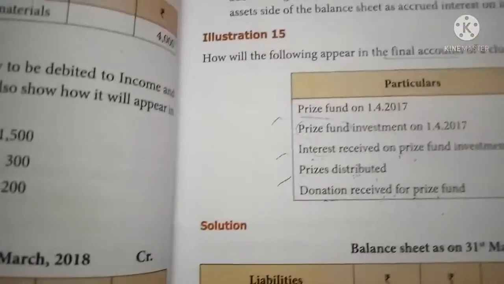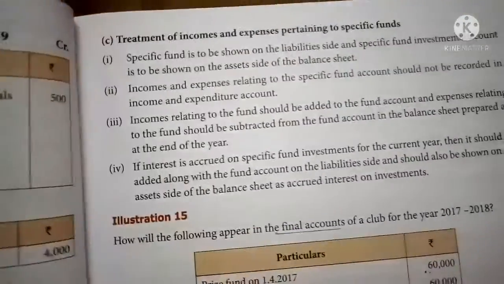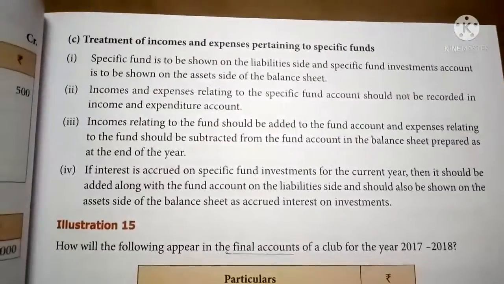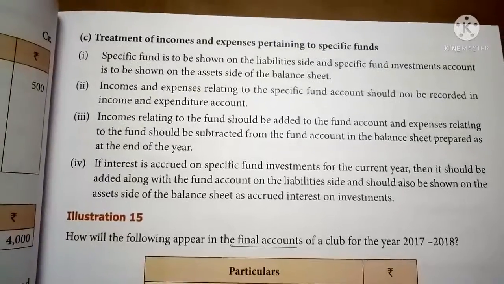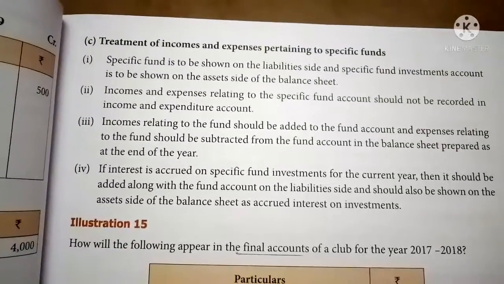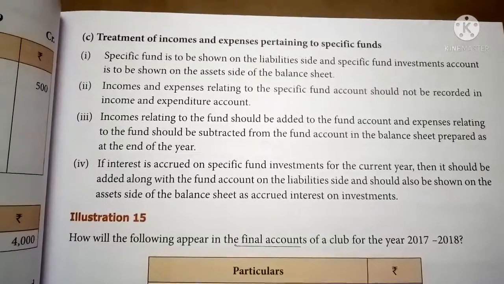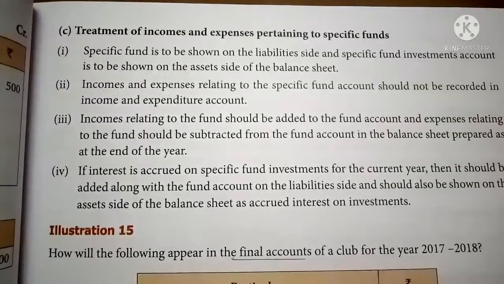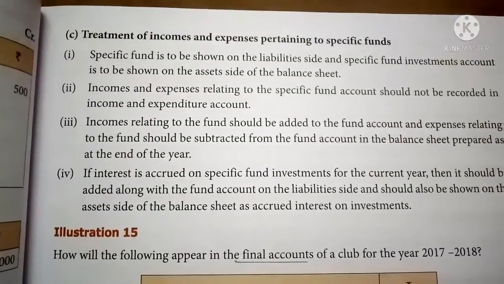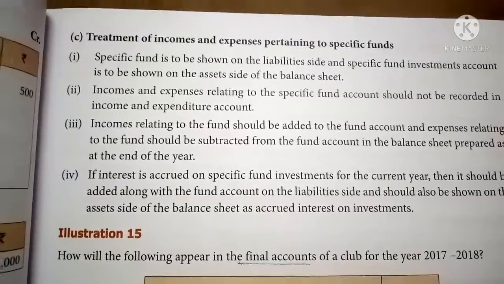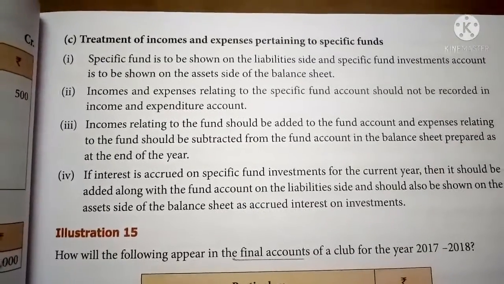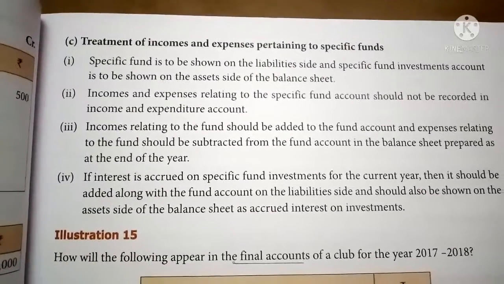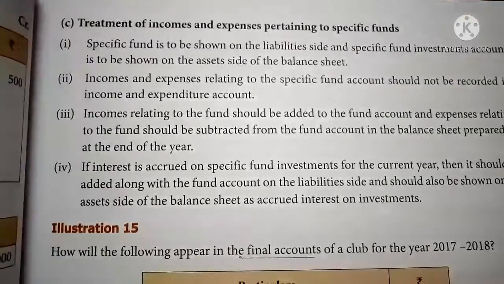And then specific fund, that is, sums related to specific fund. It is also a 2 mark or 3 mark or 5 mark sum. It will be asked in the public exam also. You can follow these steps in order to make adjustments for specific fund. Specific fund is to be shown on the liability side, and specific fund investment should be shown on the asset side of the balance sheet. So any specific fund, not ordinary donation, should be shown on the liability side and fund investment should be shown on the asset side.